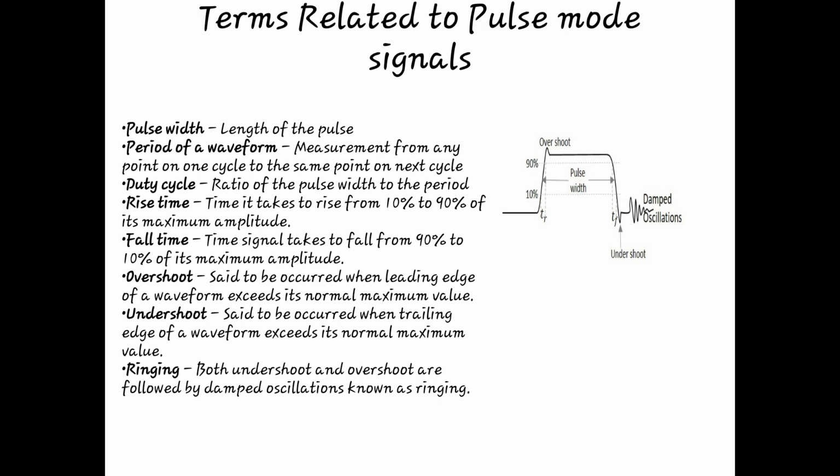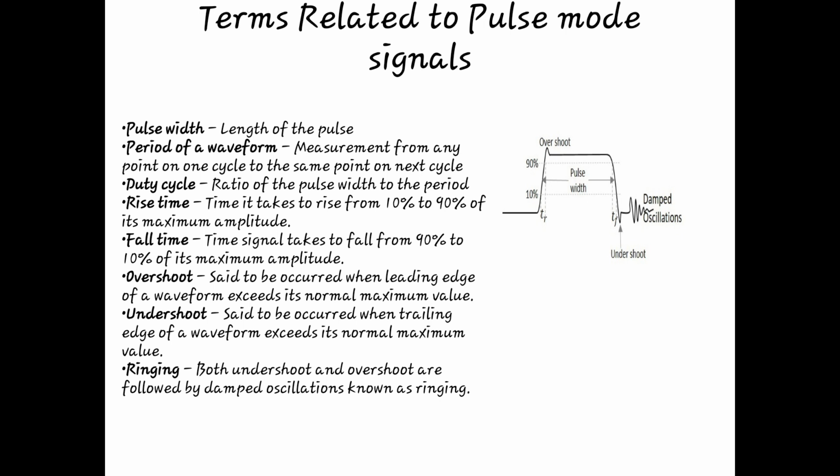Duty cycle is the ratio of the pulse width to the period. Rise time is the time taken to rise from 10% to 90% of the maximum amplitude value. Similarly, fall time is the time taken for the pulse to fall from 90% to 10% of its maximum amplitude.